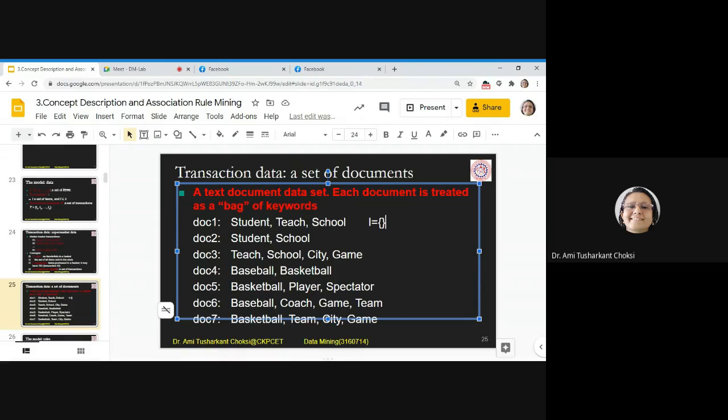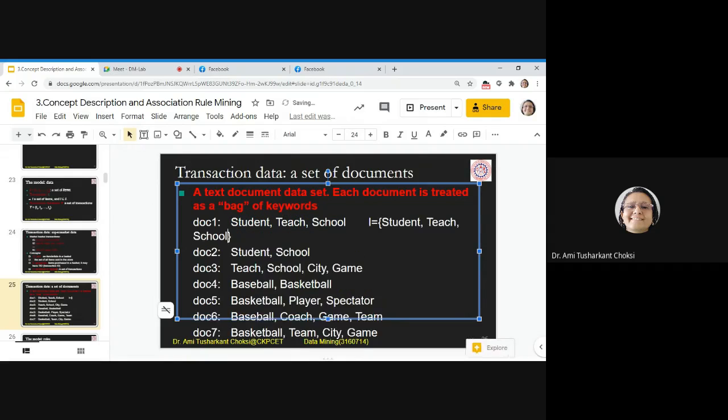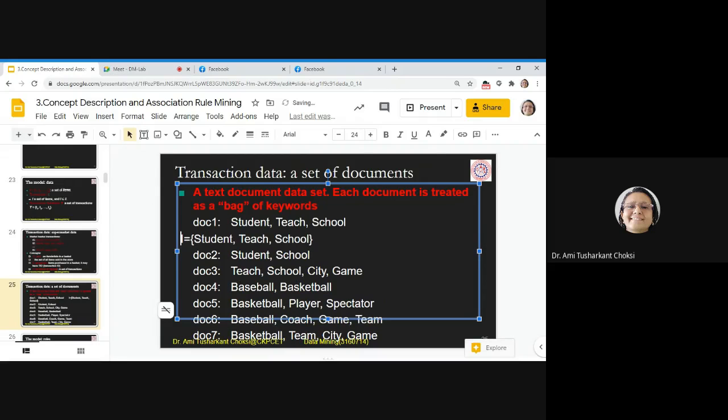Otherwise, always it is given to us, and if not given, then we can make it from the available transactions, right? So you can say here student, teach, school, all three we will put unique items from all these documents in the item set. Fine. So it is here. Let me write in other line so you can see it clearly.